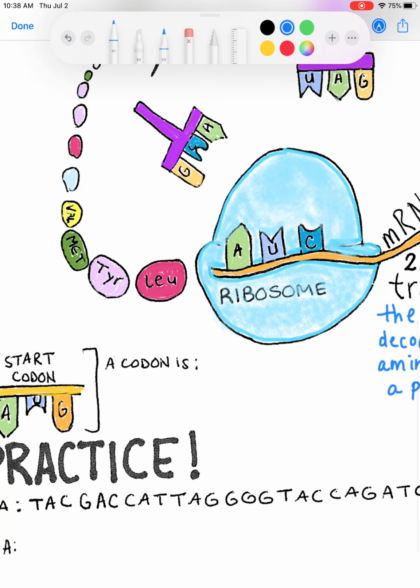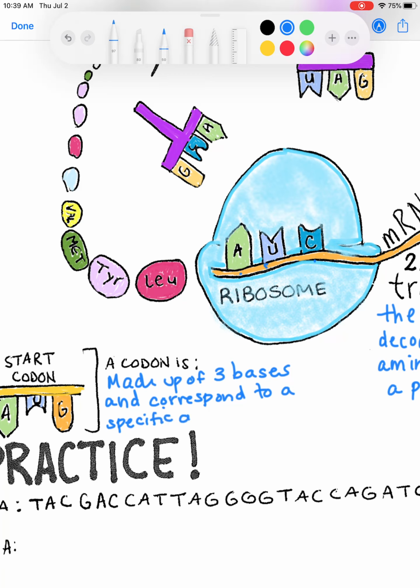So let's go look at decoding. So the ribosome here has 3 bases in it, because it reads them 3 at a time. And that's called a codon. So a codon is made up of 3 bases. And they correspond to a specific amino acid. Or, so they can correspond to a specific amino acid, or they may also tell the ribosome to stop or start.